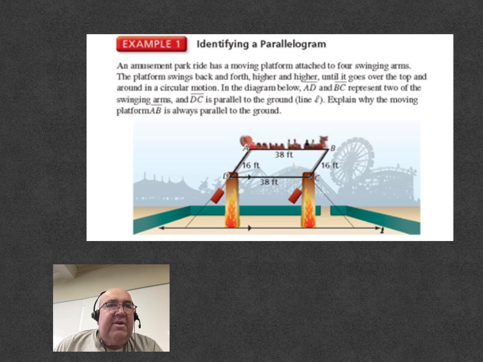So here we have an amusement park ride where both pairs of opposite sides are the same length, so that means that it's a parallelogram. And because you see that the area running under the arch at the bottom is parallel to the ground, this top part will also always be parallel to the ground. So that would be the explanation that you would give there.